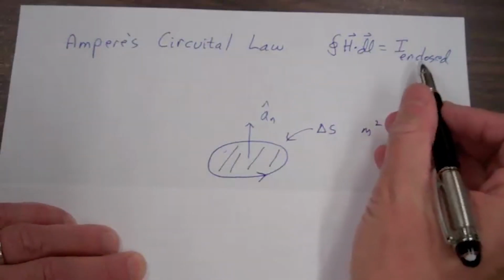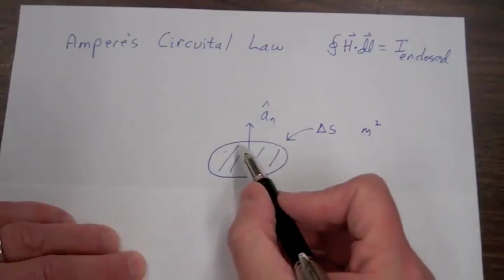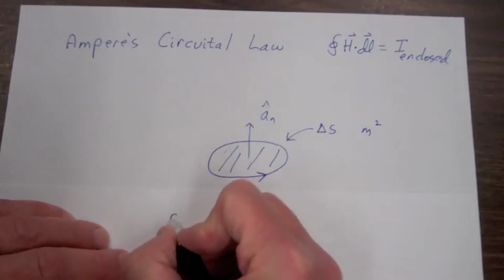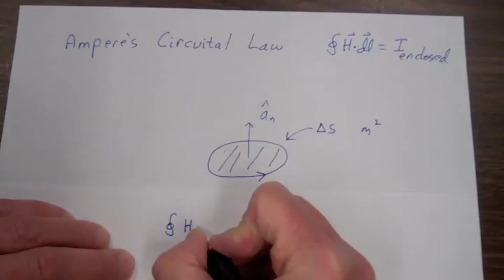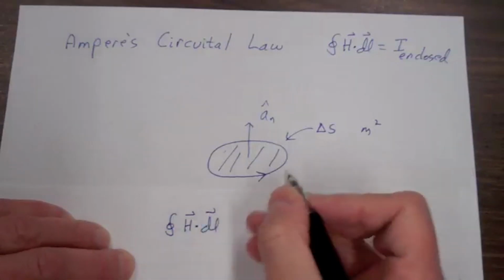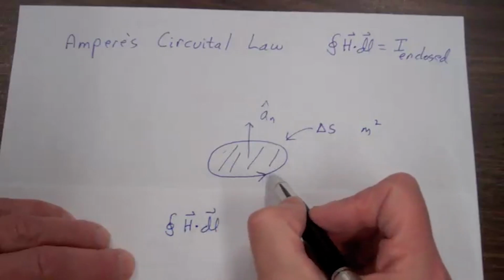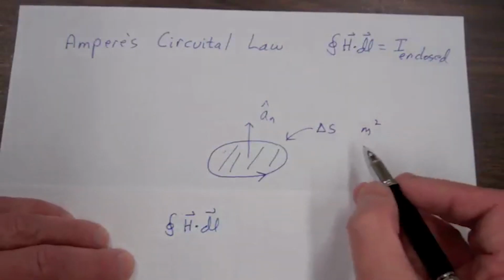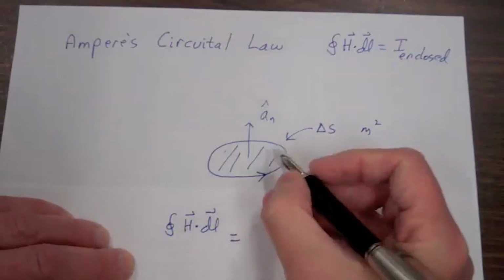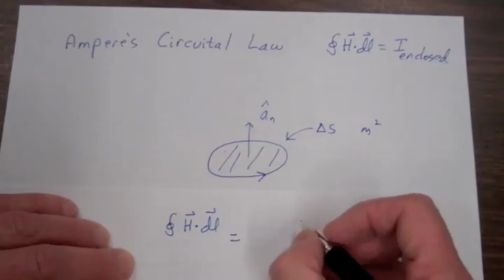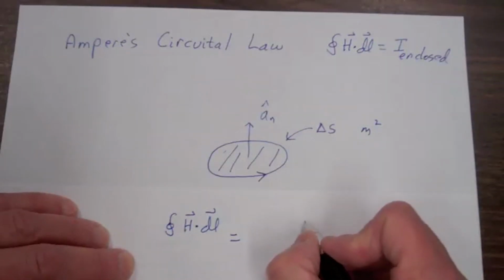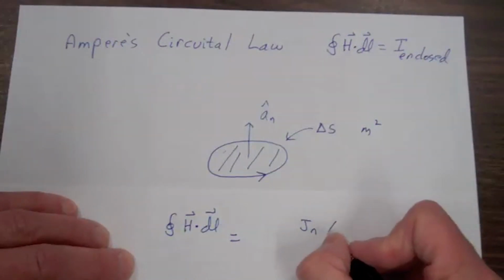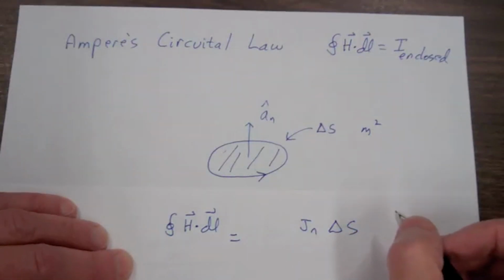So let's apply Ampere's circuital law to this path. So our path of integration is indicated by this arrow here. So we'll integrate H dot dl in that direction. So if you put your fingers of your right hand in the direction of the integration, your thumb points in the direction of the current enclosed. So the current enclosed by this path will be equal to the current density in the direction of this unit vector A sub n times the surface area of the path.